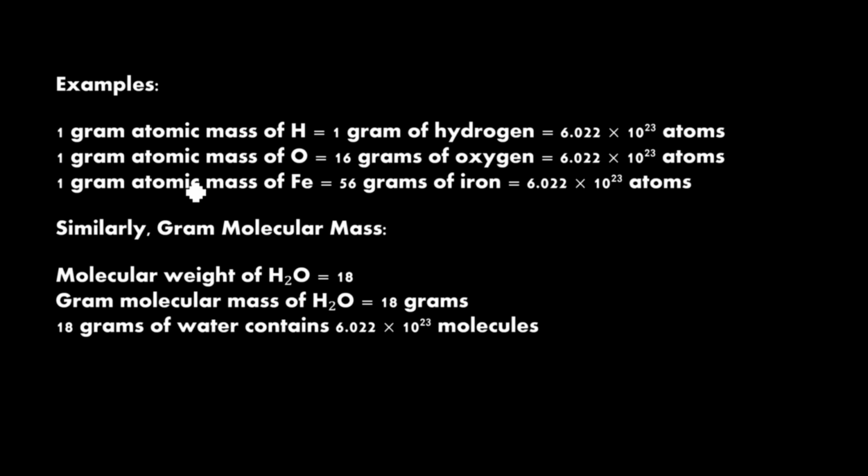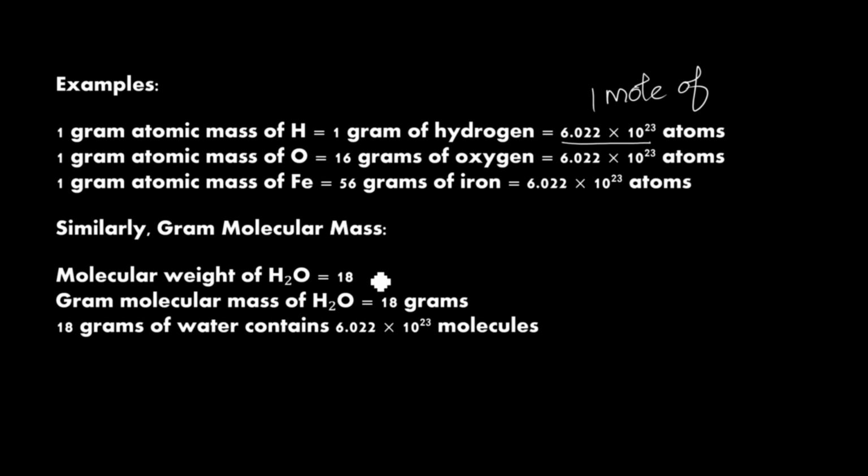Here you have the example: 1 gram atomic mass of hydrogen, which is equal to 1 gram of hydrogen, is 6.022 × 10^23 atoms. That is nothing but 1 mole of atoms. Similarly, 1 gram atomic mass of oxygen, that is 16 grams of oxygen, is 1 mole of oxygen atoms. The same thing applies for every other element in the periodic table.